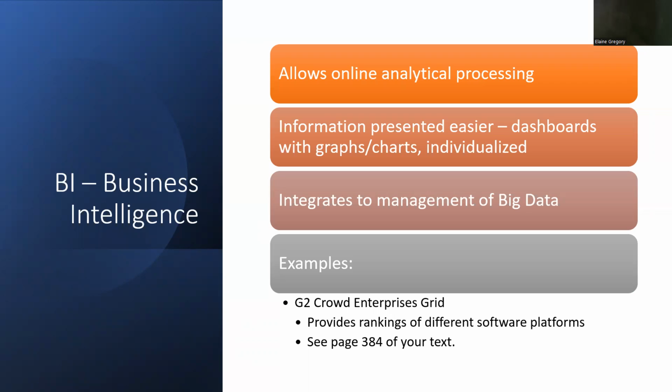And here are some examples of a software, a website called G2 Crowd Enterprise Grid on page 384 of your text that actually goes through and ranks different software platforms of BI, gives you the advantages and the disadvantages of each.